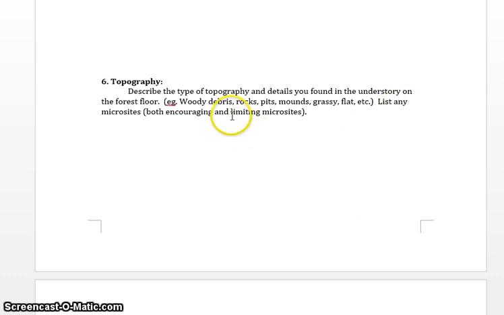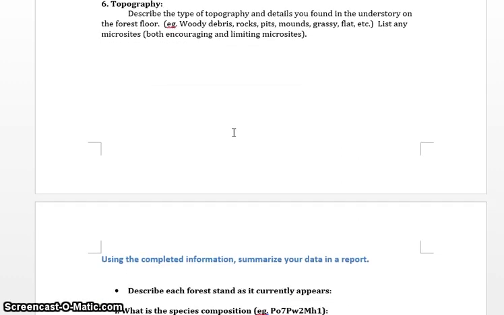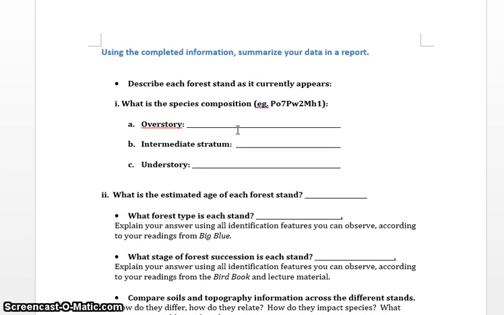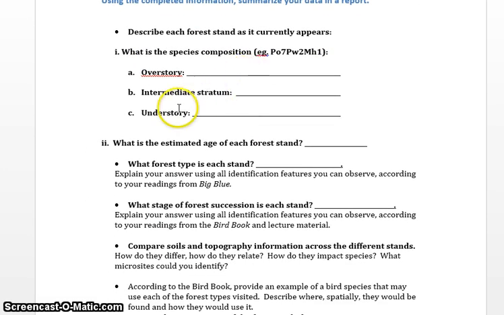Evidence of microsites. Could be encouraging or limiting if we have vernal pools, or if we have areas that are stony, or anywhere that might encourage trees to germinate or not. Looking for little signs like that, because that might be an indicator of how the forest may begin to change. On this page, some of this information.